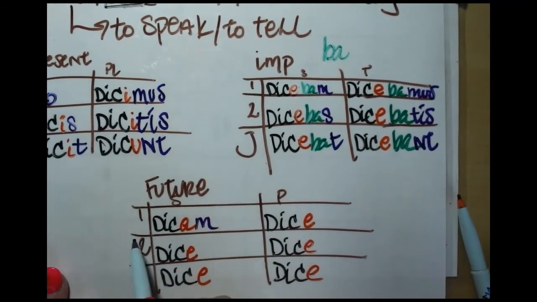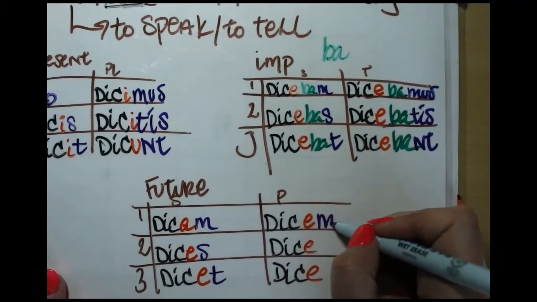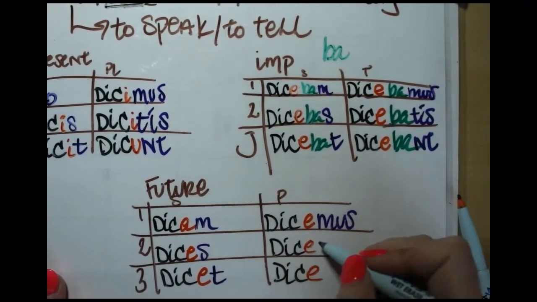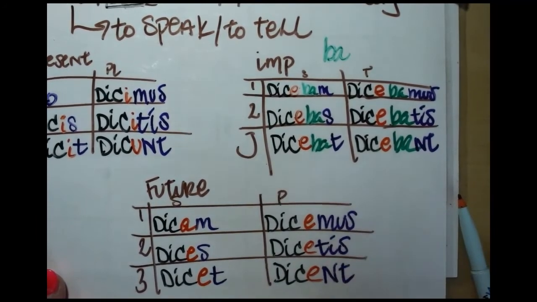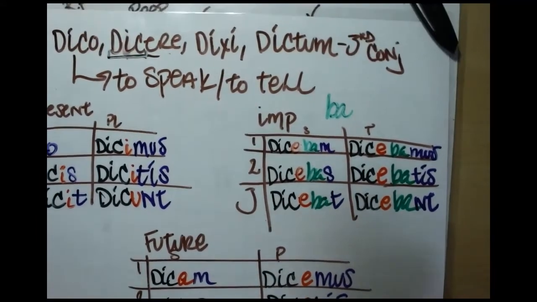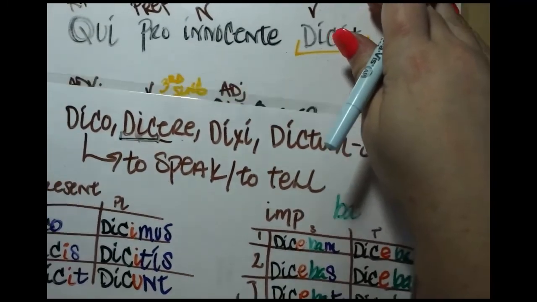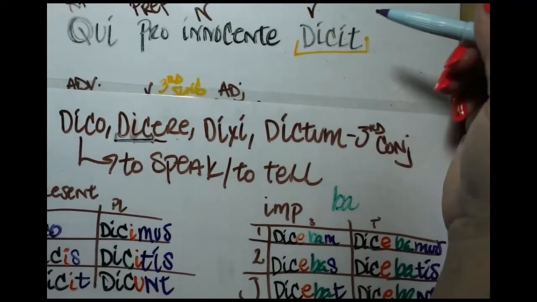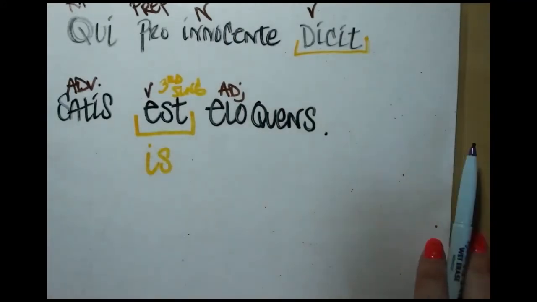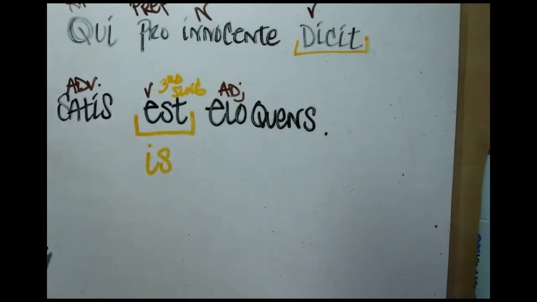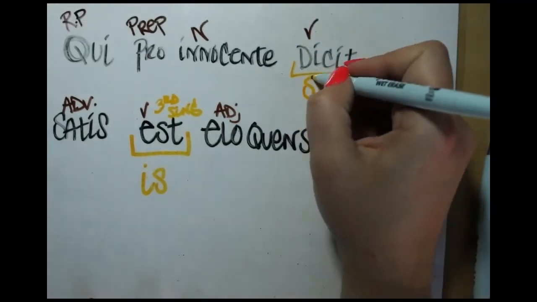You get an M. Dicam, I will speak. Dices, you will speak. Dicet, he will speak. Dicemus, we will speak. Dicetis, y'all will speak. Dicent, they will speak. All right, so the form we have in our sentence is dicit, and that is the third person present active form. So he, she, it speaks.